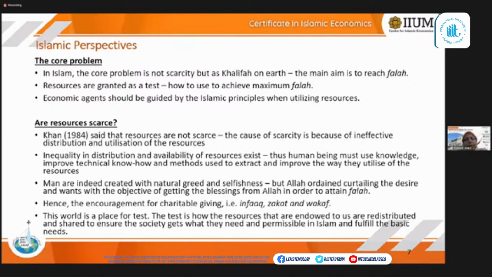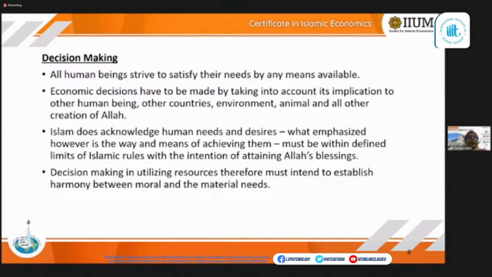So we know that the world is a place for test. The test is how the resources that are endowed to us are redistributed and shared to ensure the society gets what they need and what is permissible in Islam, and also to fulfill the basic needs of human beings and society. So in terms of decision making, because economic theory is about decision making, we have to strive to satisfy the society's needs by all the means that we have. Economic decisions, therefore, have to be made by taking into account their implications for other human beings, other countries, the environment, animals, and all other creations of Allah.